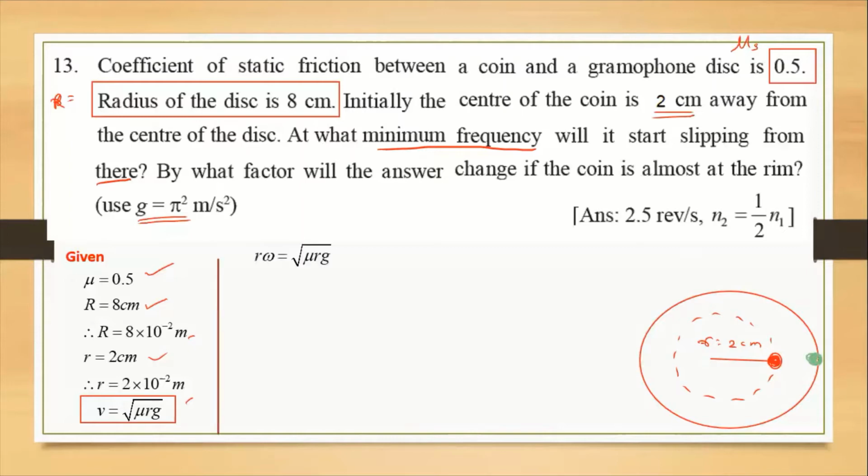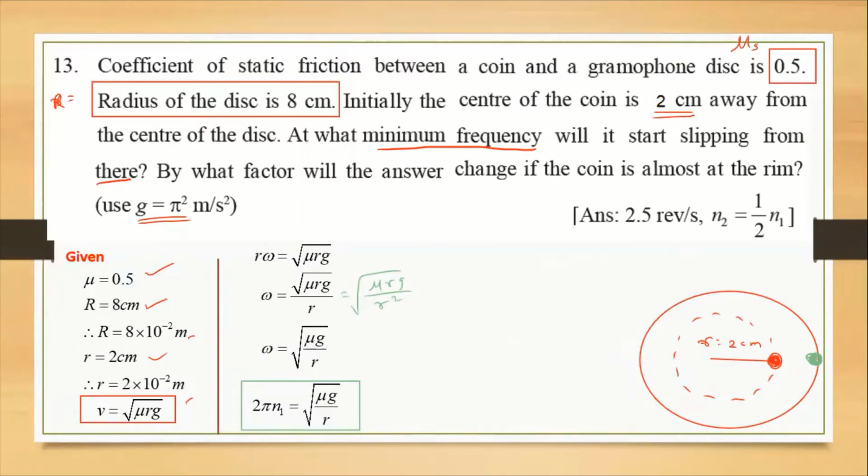Now here the formula is v is equal to under root mu R g. Now v is equal to R omega, that we know. We substitute here R omega. Then omega we can write by transferring R to the right hand side. So omega is equal to under root mu g by R. When we transfer this R inside the square root, we can write like this, mu R g by R square. Then R gets cancelled. So only one R is there. So this is the omega. And omega is 2 pi into frequency.